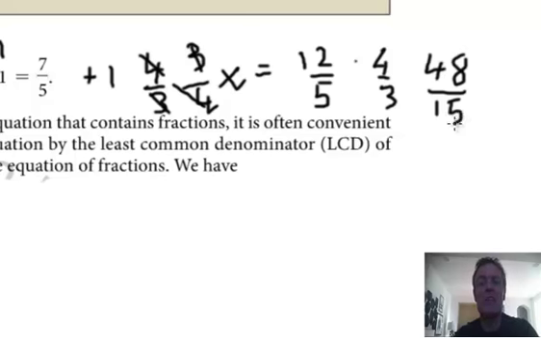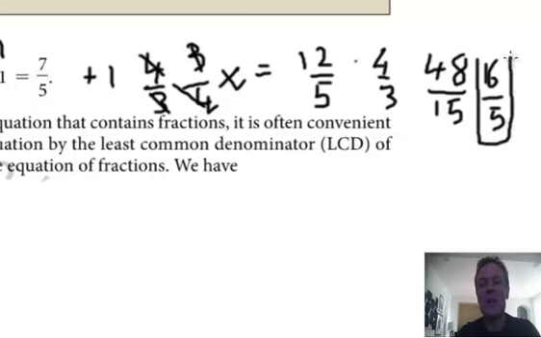Now, to make life easier, I should have divided the 12 and the 3 by 3 in the first place. But I can do it now anyway. Both of these will divide by 3. That'll give you 16/5. There's the answer.